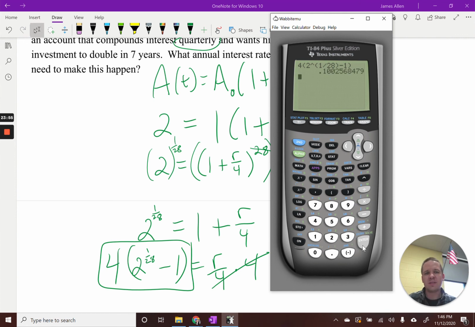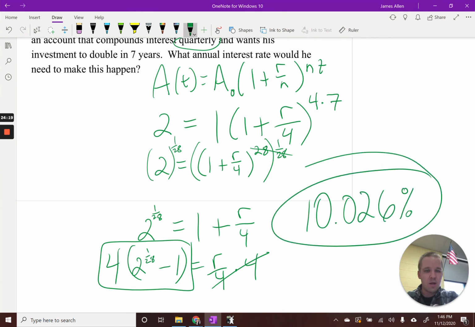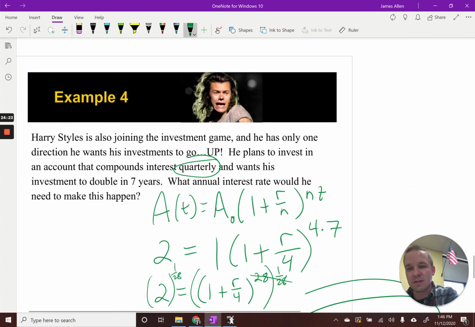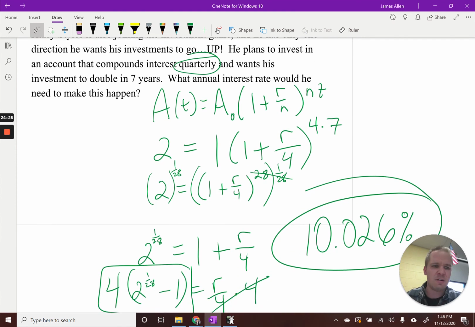Looks like 0.10. So that would be what? 10%. Also nice and easy to see if we're like, hey man, what's that? I'll just multiply it by 100. You don't really have to do that. You can usually just move it yourself. But I got 10.0256. So 10.026%. I can go with that. 10.026% once we've rounded it. Boom. That's the interest rate Mr. Harry Styles would need to make sure his investment doubles in 7 years.